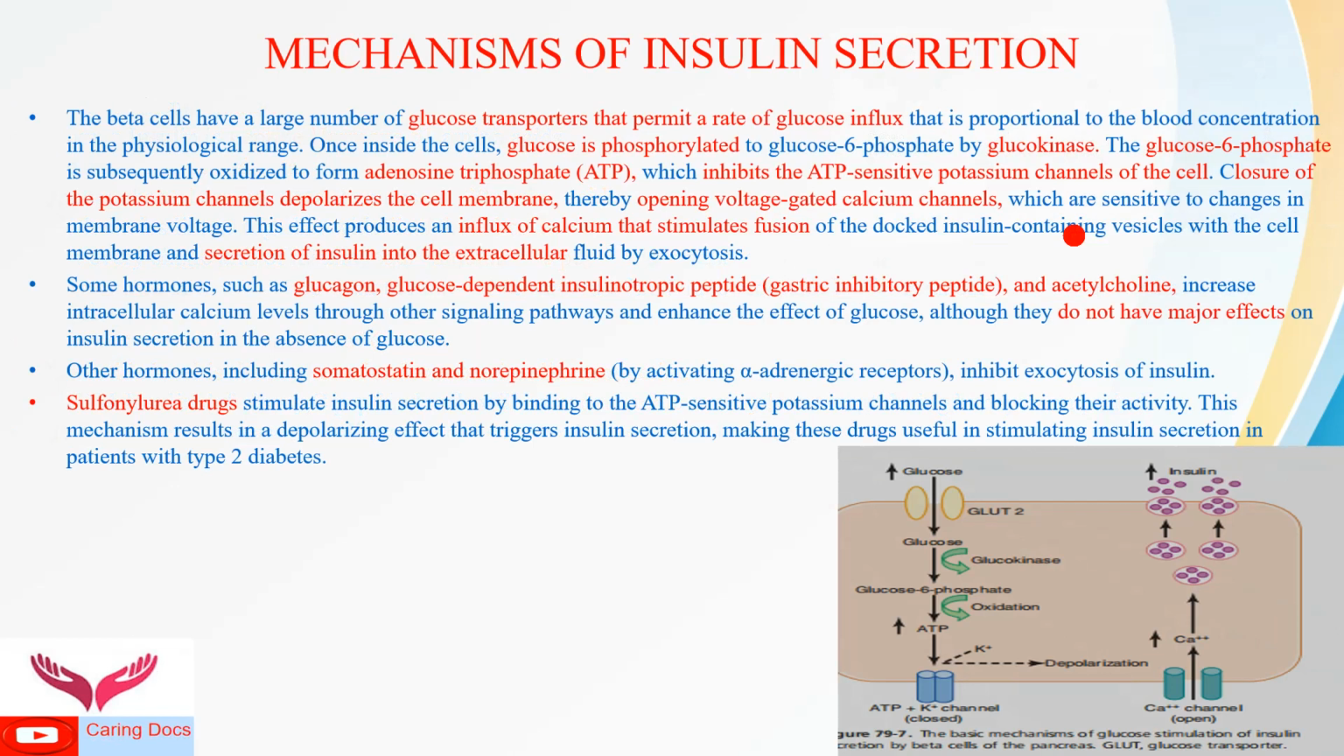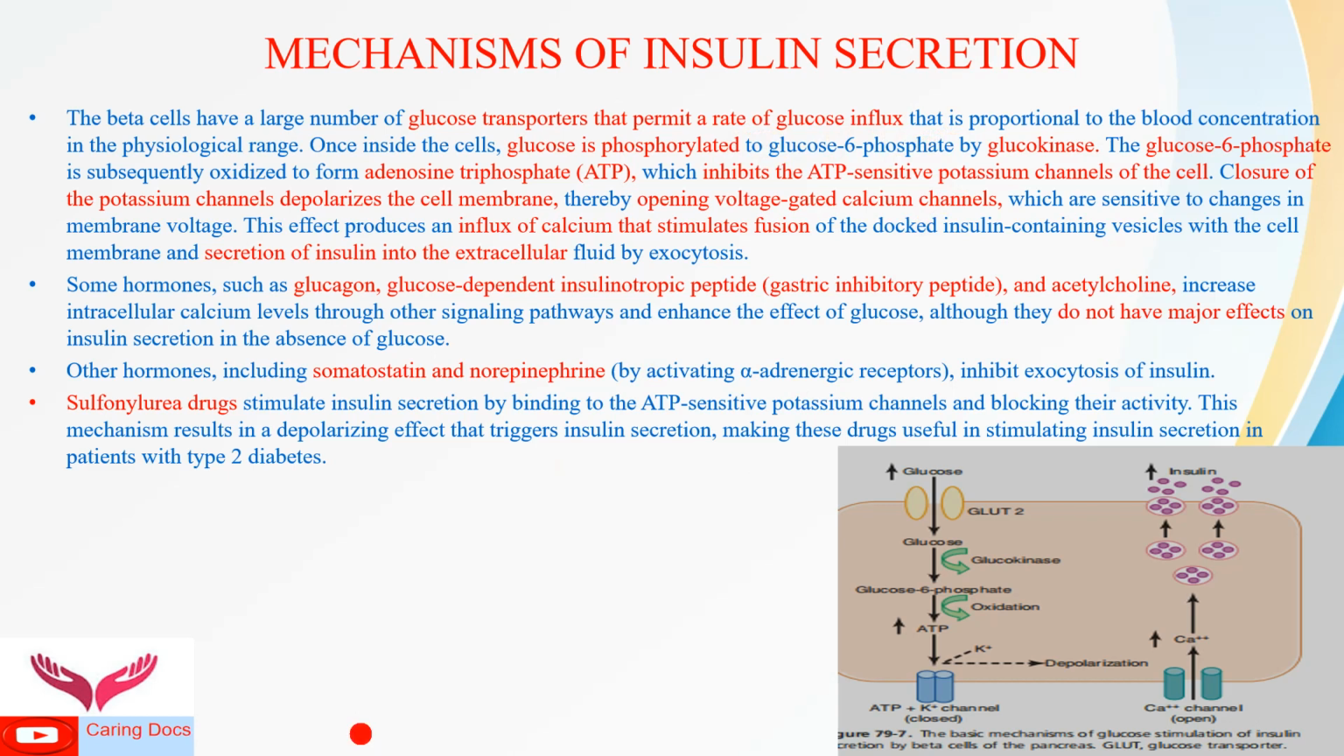Coming to the mechanism of insulin secretion, insulin is secreted by the pancreas in response to blood glucose levels. The beta cells have a very large number of glucose transporters that permit a rate of glucose influx that is proportional to the blood concentration in the physiological range.